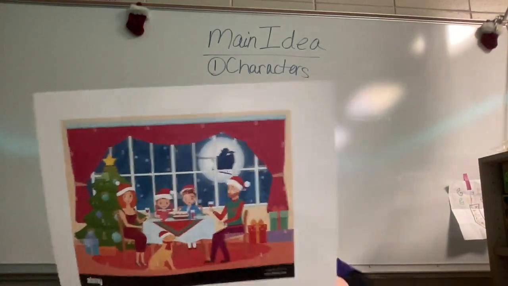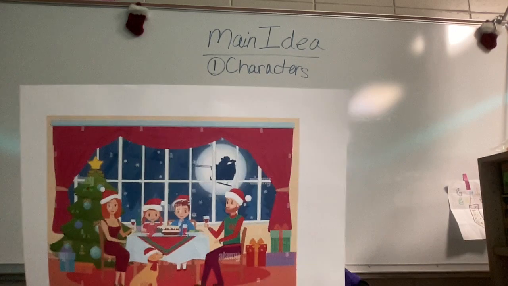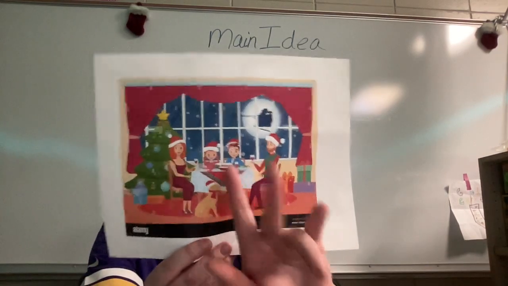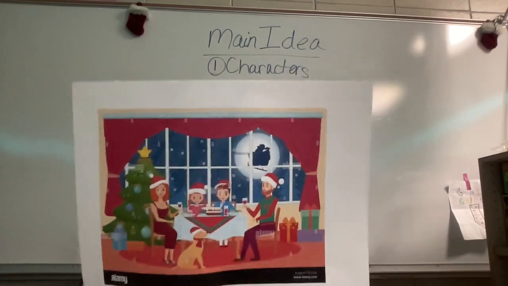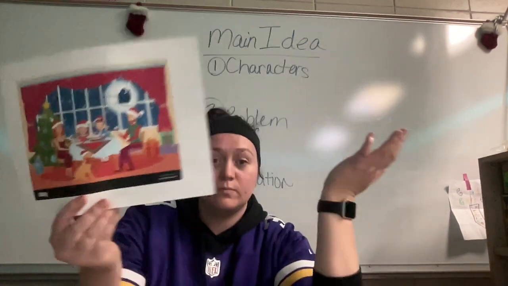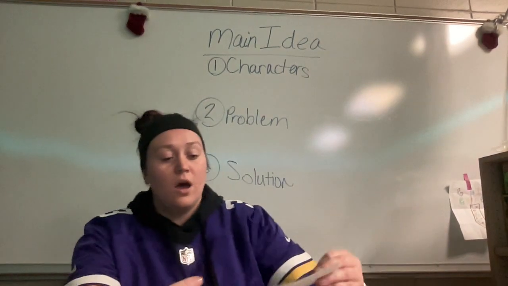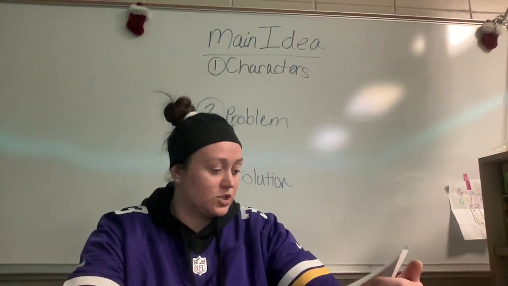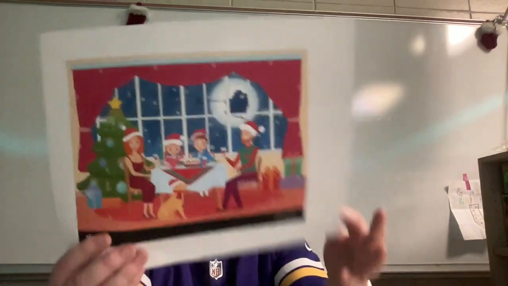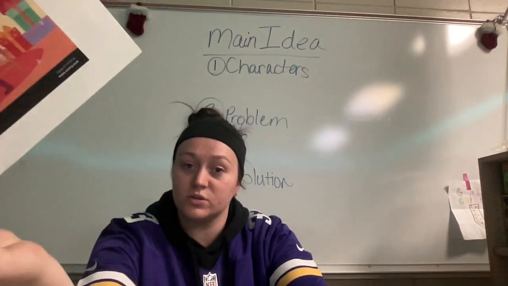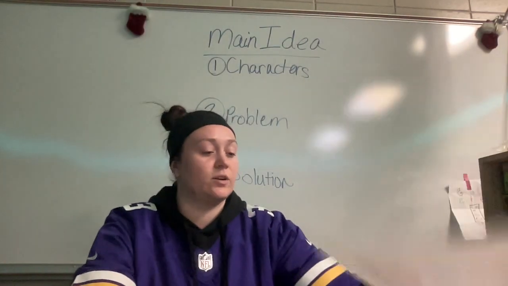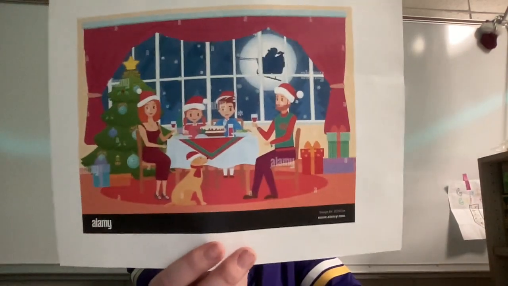What are they doing in this picture? I see food. I see some juice maybe at the table. There's some plates here. What do we think they're doing? They're probably eating supper, right? So I would say that in this picture, the main idea is a family getting together to eat Christmas Eve dinner. Would you guys agree with that? A family getting together and eating Christmas Eve dinner. That is the main idea of this picture.